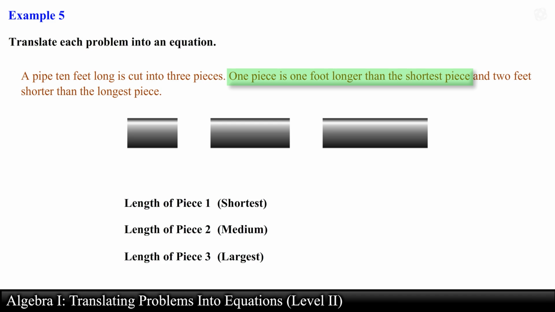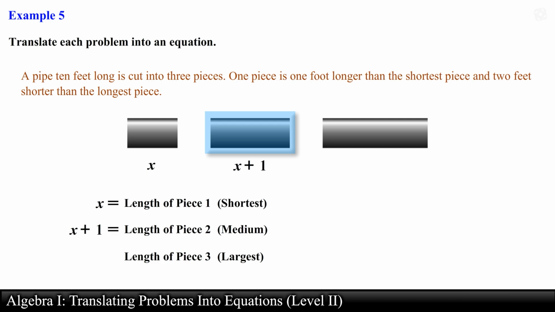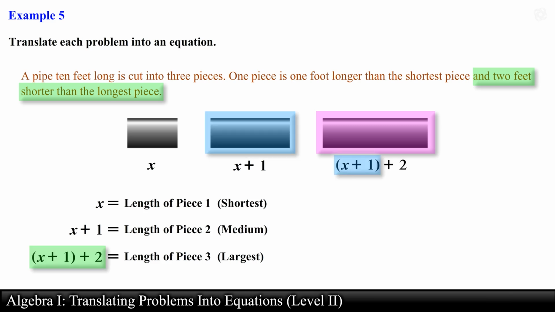So let's go ahead and assign a variable to the shortest piece. Let's assign the variable x. With this assignment, the median piece will be denoted as x plus 1. Finally, we are also given that this same piece, the median piece, is 2 feet shorter than the longest piece. Let's think about this. If the median piece is 2 feet shorter than the longest piece, that means the longer piece is 2 feet longer than the median piece. In other words, it can be denoted as x plus 1, the length of the median piece, plus 2, since it is 2 feet longer.